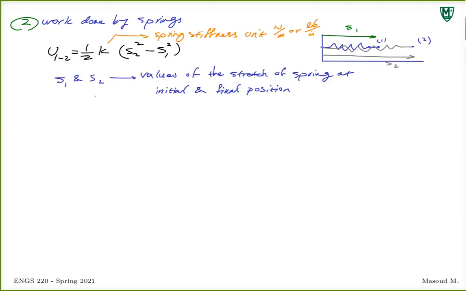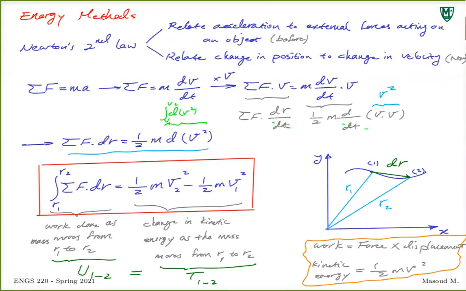So to wrap up the theory part, before we start looking into examples. Energy method: we are finding a relationship between change in position and change in velocity. We got that red boxed equation there. Work done as mass moves from R1 to R2 equals the change in kinetic energy as the mass moves from R1 to R2. U from 1 to 2 is equal to T from 1 to 2, the change in kinetic energy. Well, as long as you know the velocity at 2 points, you're good.